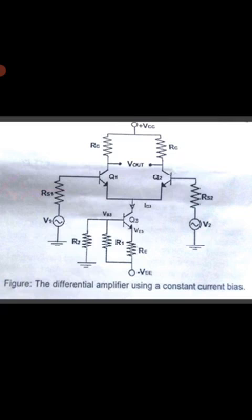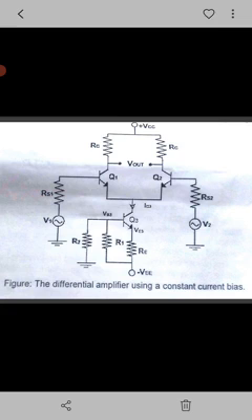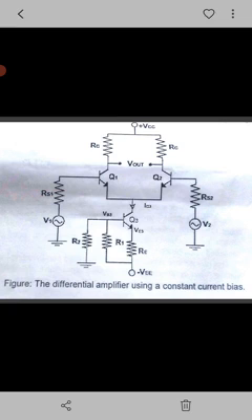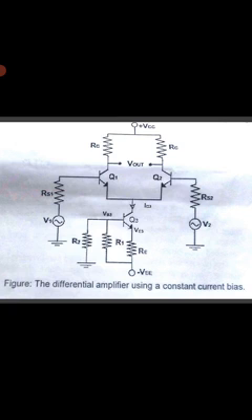In this figure, the emitter resistor RE is replaced by the constant current transistor Q3. The DC collector current in Q3 is established by resistor R1, resistor R2 and emitter resistor RE.